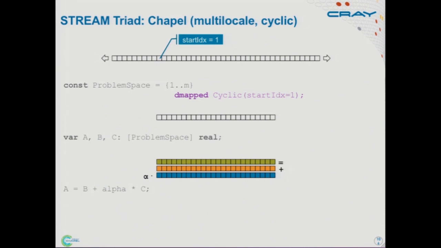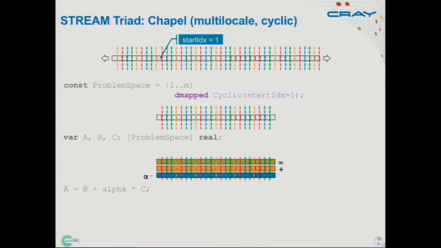And so here I've said, we'll give 1 to locale 0. So we'll just deal them around cyclically. And I don't have a really good way to draw this, so I've used different colored lines to sort of represent the cyclic distribution of these indices. And that's going to be inherited by the domain, and again by the arrays. And again, it's going to result in distributed memory multi-core execution of the code. It's just that you own a different subset of the indices than you did in the previous slide.